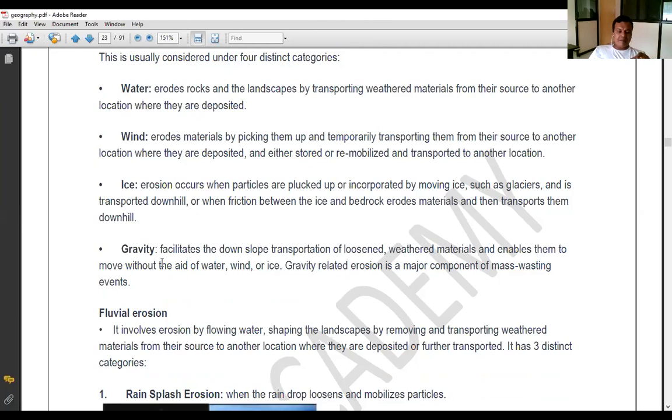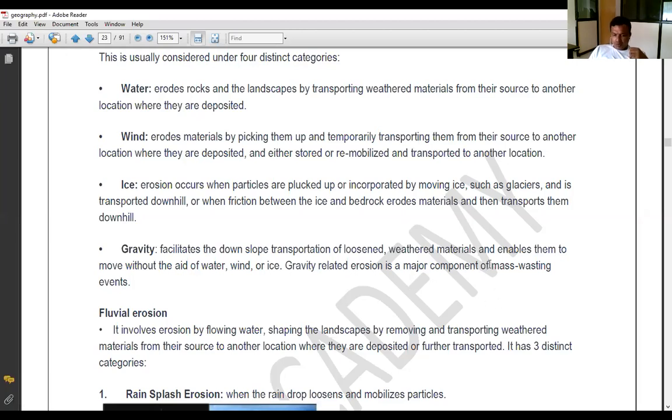And then last, sometimes the material is worn down due to the gravitational force also, right? So that also we can see that gravitational force facilitates downslope transportation of loosened weathered material and enables them to move without the aid of air and wind. So gravity related erosion is a major component of mass wasting events.